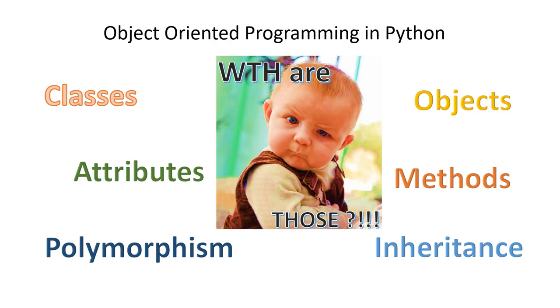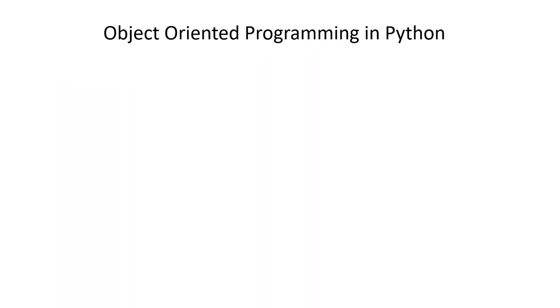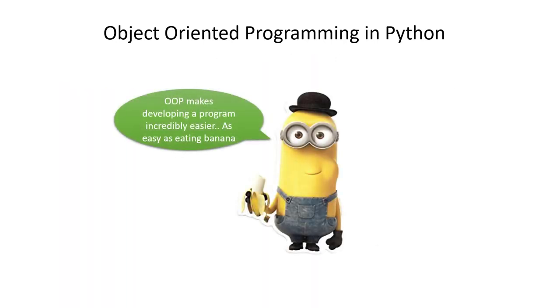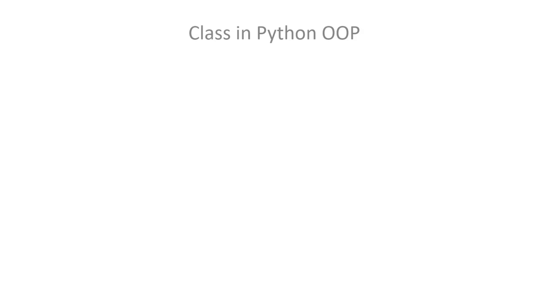We are also going to understand each of these concepts by having a look at a real-world example and real-world implementations of each of these concepts. Once you understand them and relate to the real-world examples, you will just feel OOP makes developing a program incredibly easy. As easy as eating a banana.